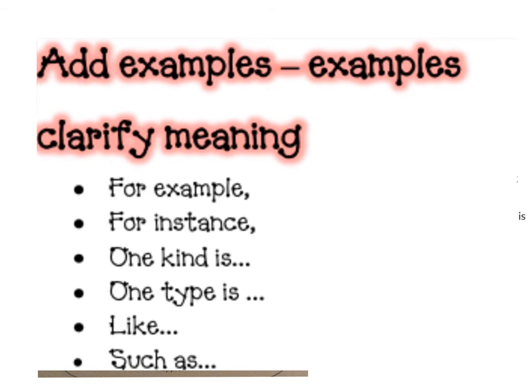So remember that when we add examples, we help to clarify what we mean, so the reader understands what we mean. Now we've used this sentence starter for example, so we want to use a different one, like for instance, one kind is, one type is, like, such as.